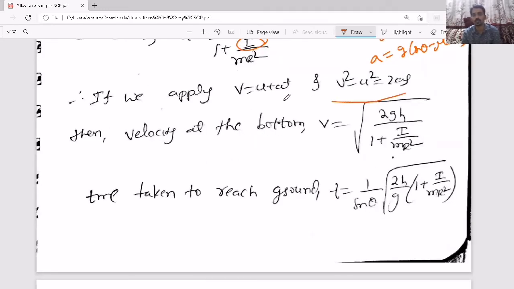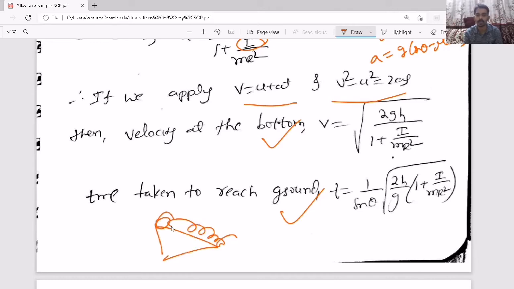And if you apply v square minus u square equals 2as or v equals u plus at, you can also find the velocity at the bottom and the time taken to reach the ground. Like it is rolling and came down, so with what velocity will it reach the bottom? In what time will it reach the bottom? So that formula is also important. They will also ask comparison based questions on velocity and time. Like which will reach the bottom first? Which will reach the bottom with greater or lesser velocity comparatively? That kind of questions they can also ask you.